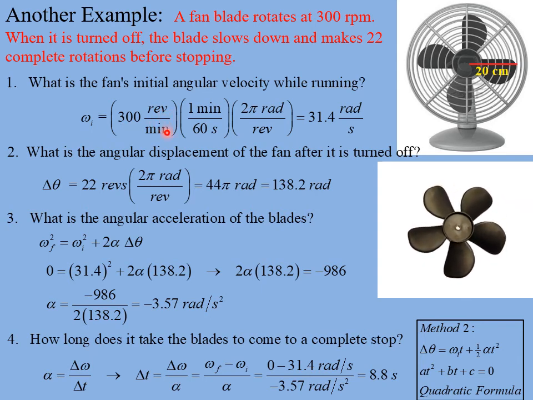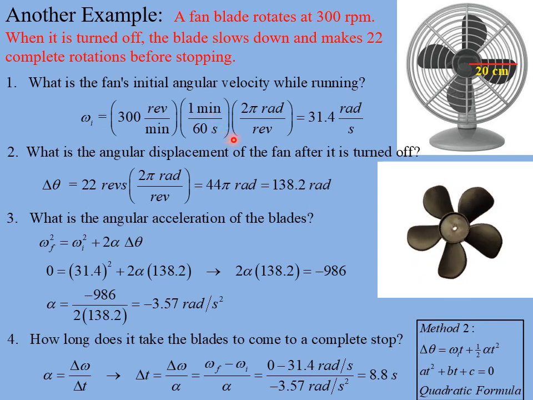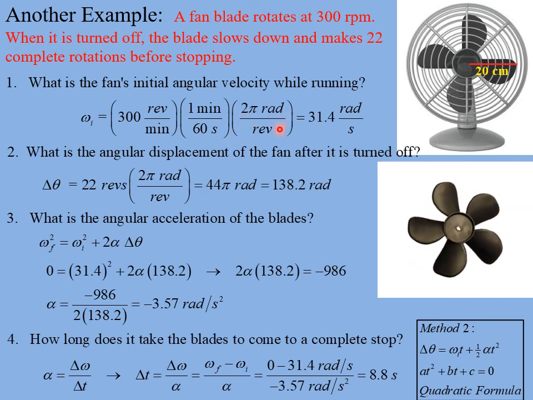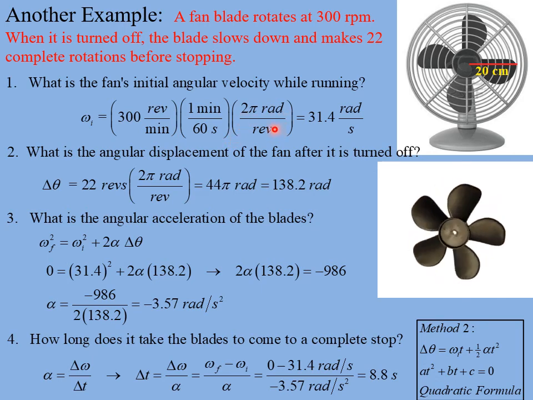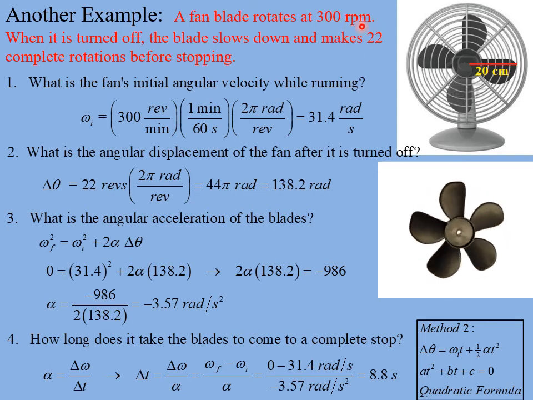Now let's convert minutes to seconds. So we multiply by 1 minute per 60 seconds. And then we have to convert revolutions to radians. So we multiply by 2 pi radians per revolution. So here we're doing multiple unit conversions. We're going from RPMs to radians per second.